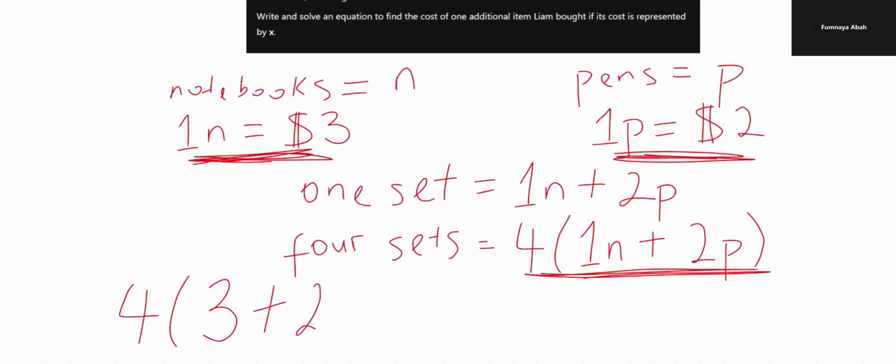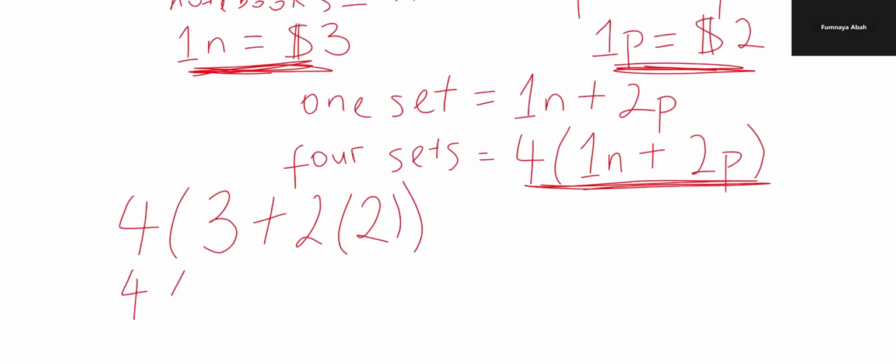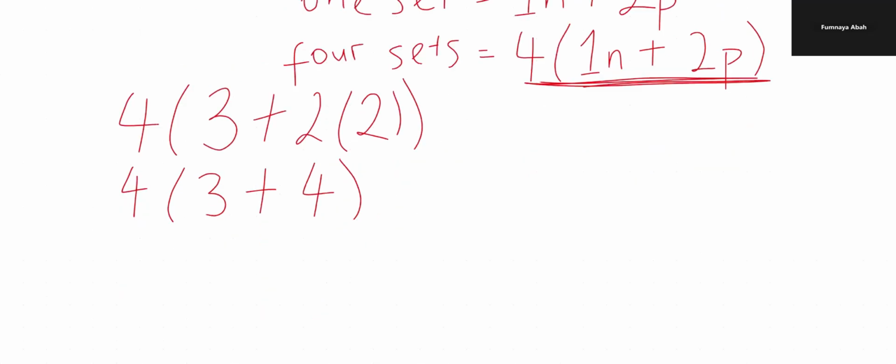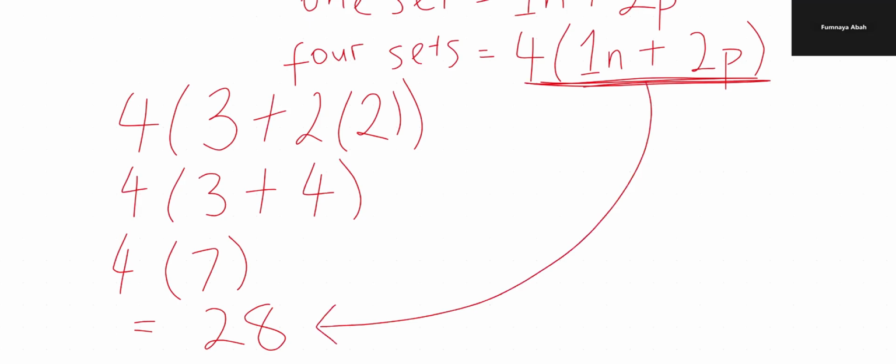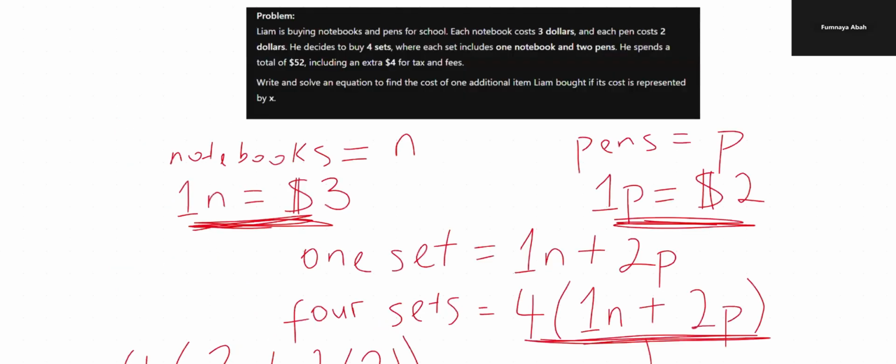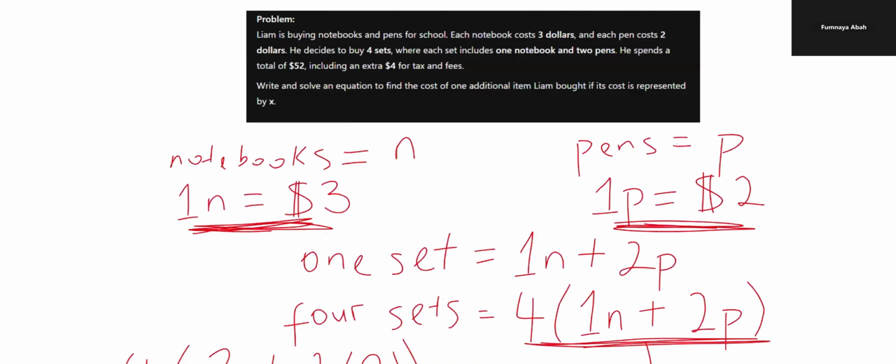We'll write it out first. So 2 pens is equal to 2 times $2. If we simplify that, we have 4 and then 3, and 2 times 2 is equal to 4. So we have 3 plus 4 in the parentheses, and 3 plus 4 is equal to 7. So we have 4 times 7, and 4 times 7 is equal to 28. So this is the cost of 4 sets, recall. So what we did was simplify this expression, and we know that the cost of 4 sets is equal to $28. So let's go back to the question. The question says that he spends a total of $52, and he also has to pay $4 for tax and fees.